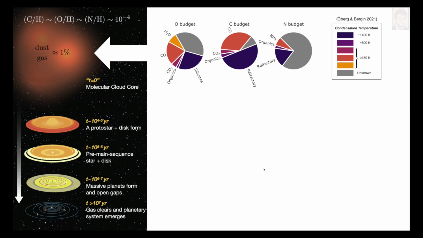Okay, let's start at the beginning. In the interstellar medium, you'll find roughly 1 carbon, oxygen, and nitrogen atom for every 10,000 hydrogen atoms. In cold molecular clouds, these elements are then distributed amongst different carriers, something like this.